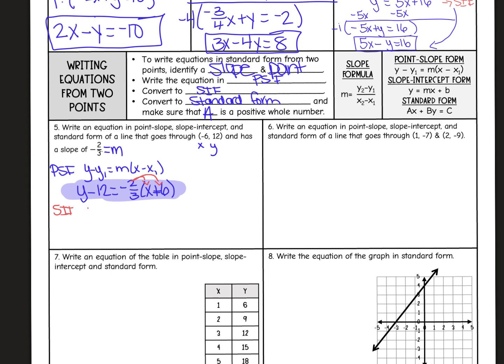So I will have y minus 12 equals my negative 2/3 x, and then my negative 2/3 times 6, that is going to put me at a negative 4. Okay. Now my last step, I want to get y by itself. I'm going to add 12 to both sides.